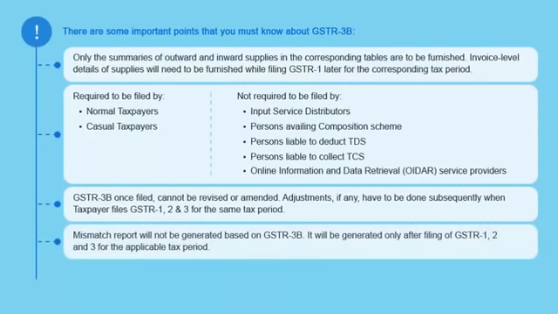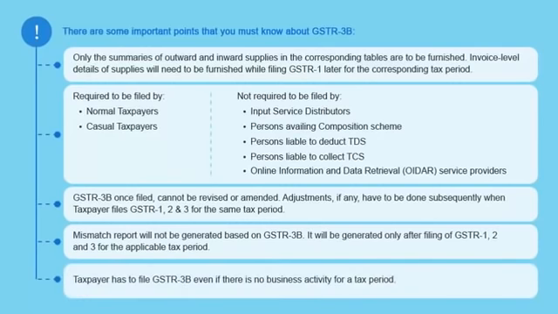period. Mismatch report will not be generated based on GSTR3B. It will be generated only after filing of GSTR1, 2 and 3 for the applicable tax period. Taxpayer has to file GSTR3B even if there is no business activity for a tax period. This completes the introduction to GSTR3 and GSTR3B. Thank you.